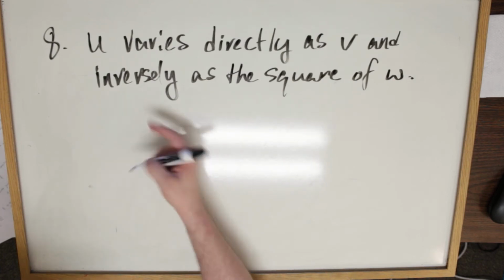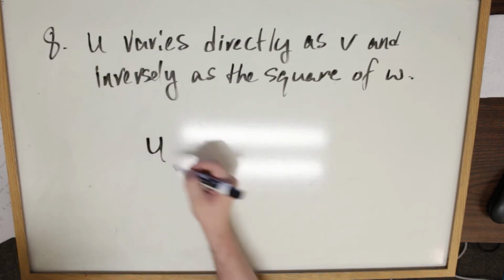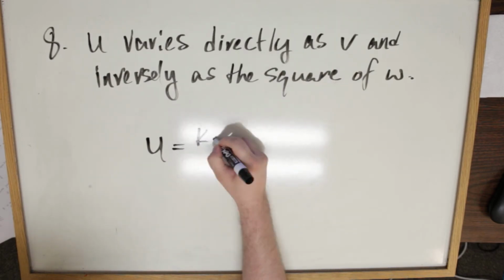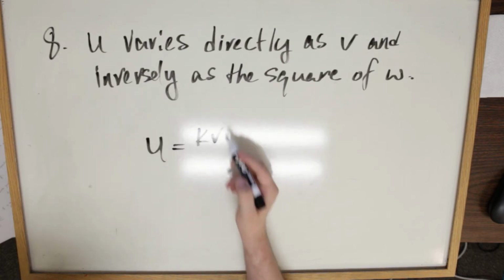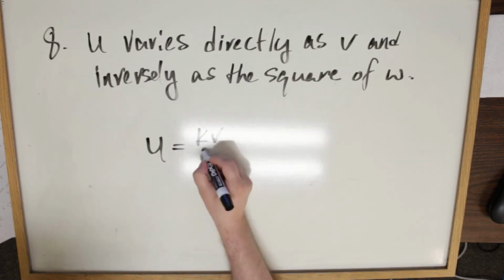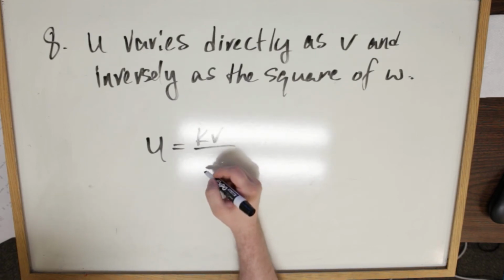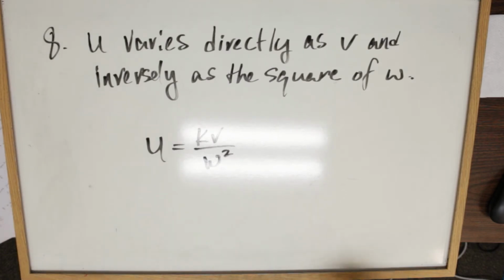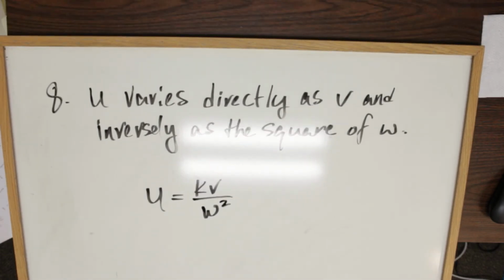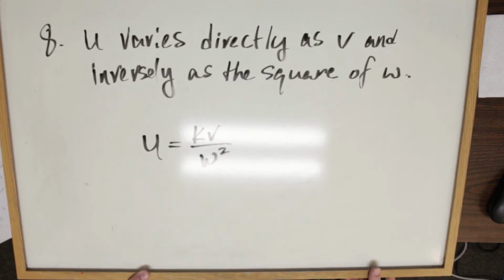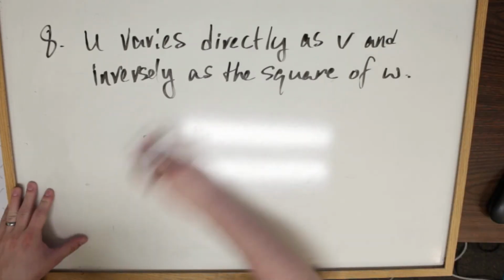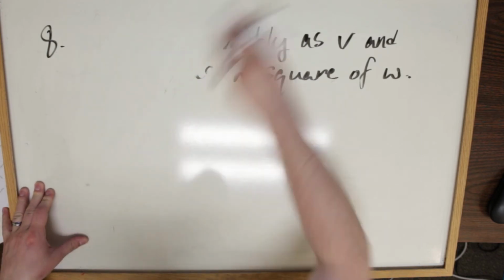So what we'll do is, again, u is the thing that we set it equal to. It varies directly as v, so we've got k times v. There's an inverse section, and inversely as the square of w, so w squared. That is going to be the solution. So u is equal to k times v over w squared. Let's do one more of these, and then we're going to jump into the next step in the process.